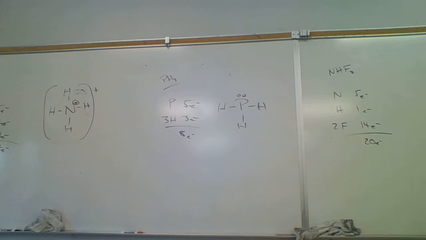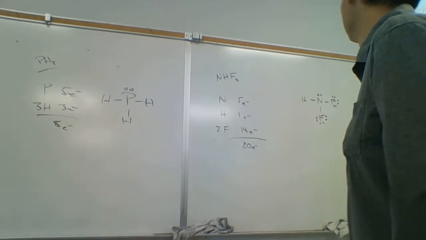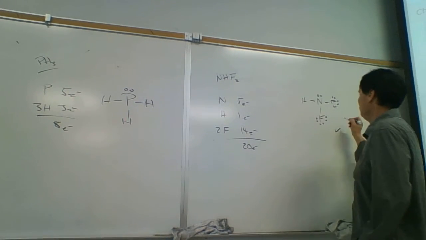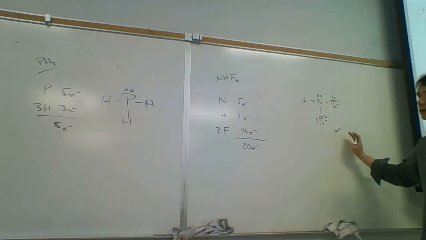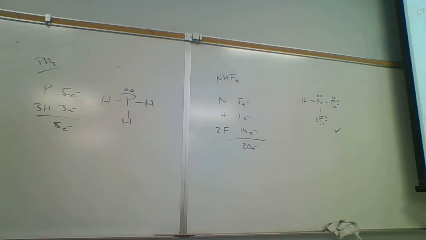And so if we look at the formal charges, what are the formal charges here? They're all 0. All the formal charges are 0. And everybody has an octet, and so we're good. Octet and formal charge is good. So we'll stop there.